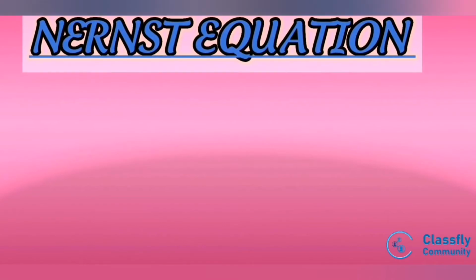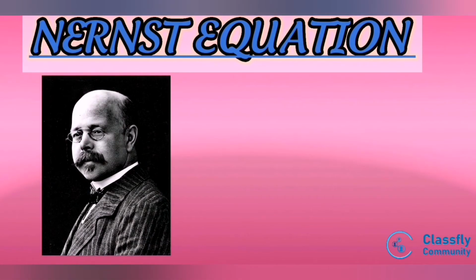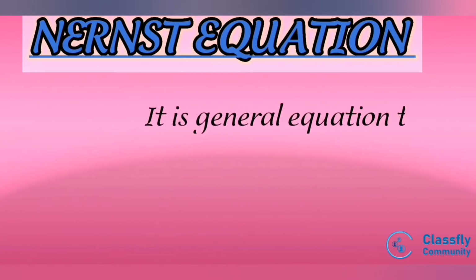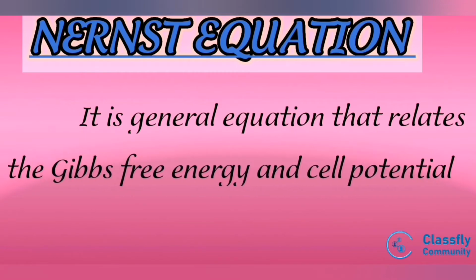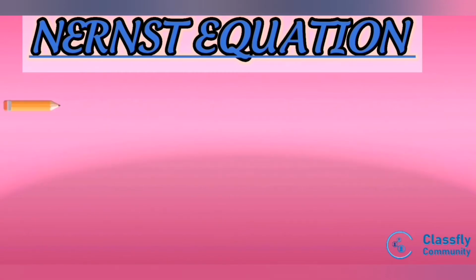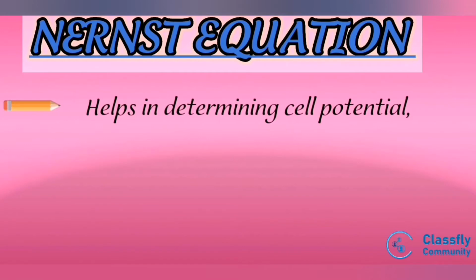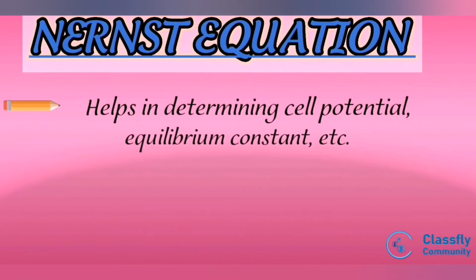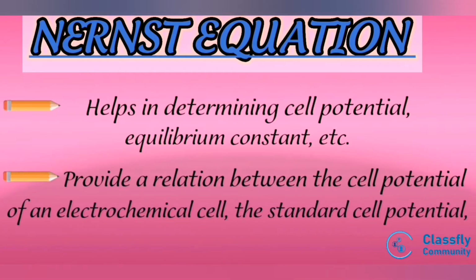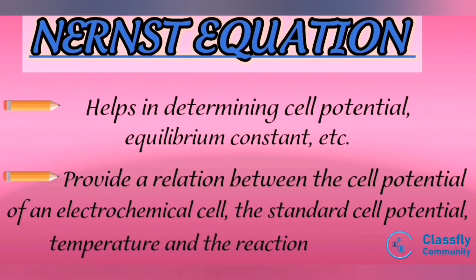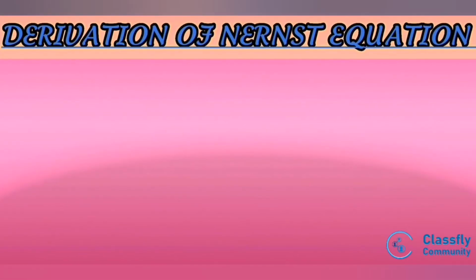What is the Nernst equation? The equation was first introduced by a German chemist, Walther Hermann Nernst. It is a general equation that relates the Gibbs free energy and cell potential in electrochemistry. It is very useful in determining cell potential, equilibrium constant, etc. The Nernst equation provides a relationship between the cell potential of an electrochemical cell, the standard cell potential, temperature, and the reaction quotient. Next we deal with the derivation of the Nernst equation.